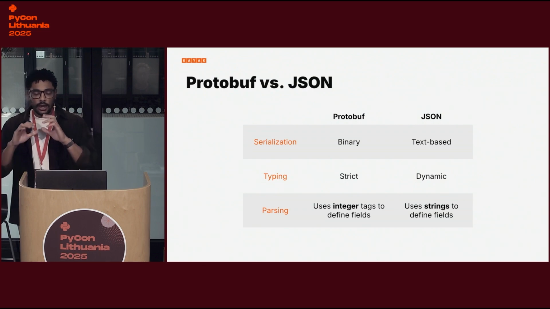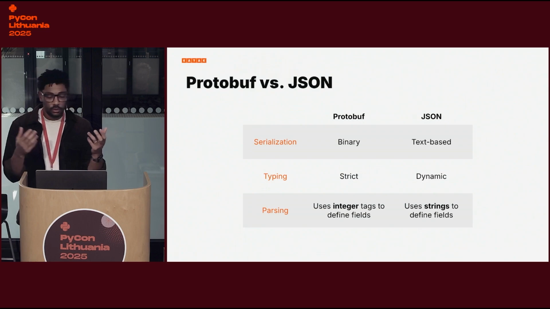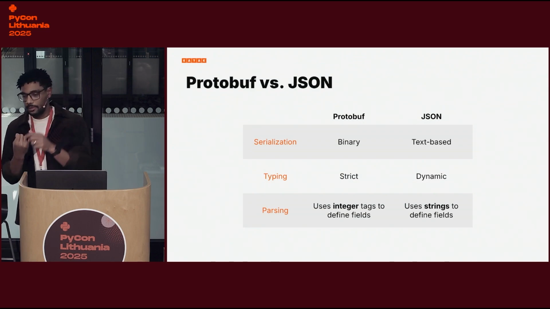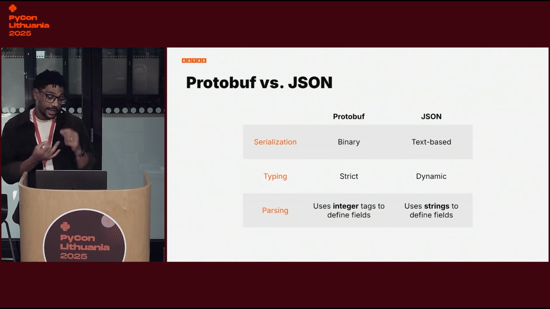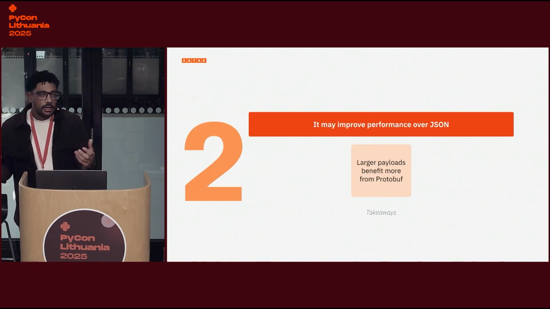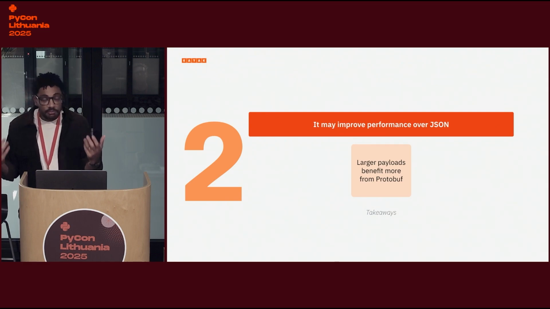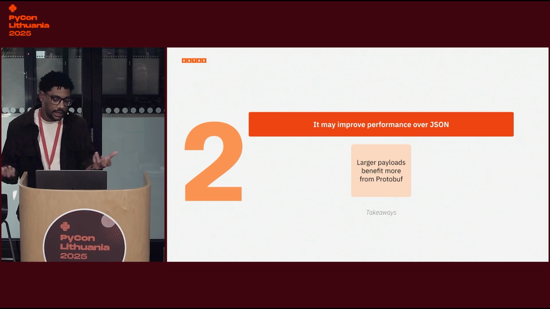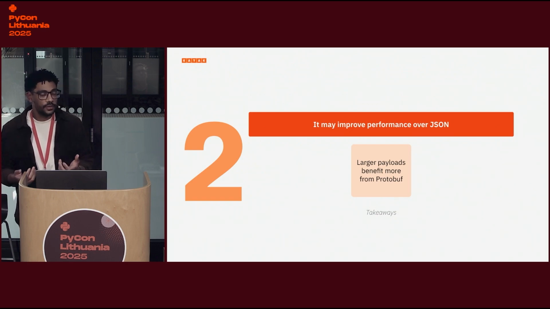And then, as a summary, we have smaller messages because it's binary over text-based, and with smaller messages, we take less time to send them through the network. Then we use less memory, and in the end, we have an overall boost in performance. The takeaway here is simple. It may improve performance over JSON, but larger payloads will benefit more from Protobuf.